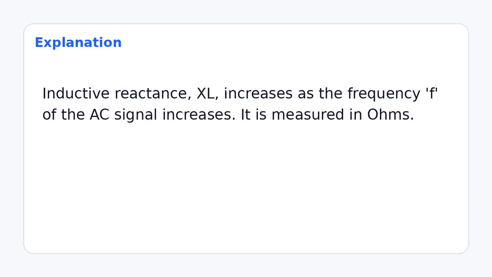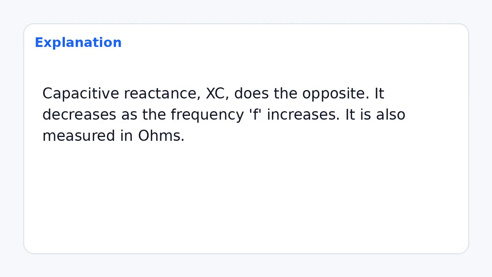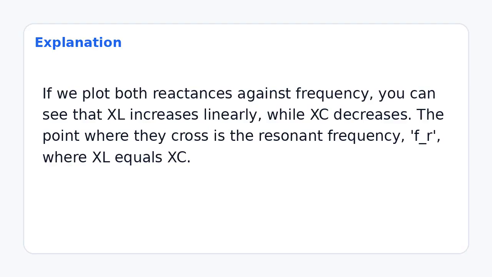Inductive reactance, XL, increases as the frequency F of the AC signal increases. It is measured in ohms. Capacitive reactance, XC, does the opposite. It decreases as the frequency F increases. It is also measured in ohms. If we plot both reactances against frequency, you can see that XL increases linearly while XC decreases. The point where they cross is the resonant frequency, FR, where XL equals XC.